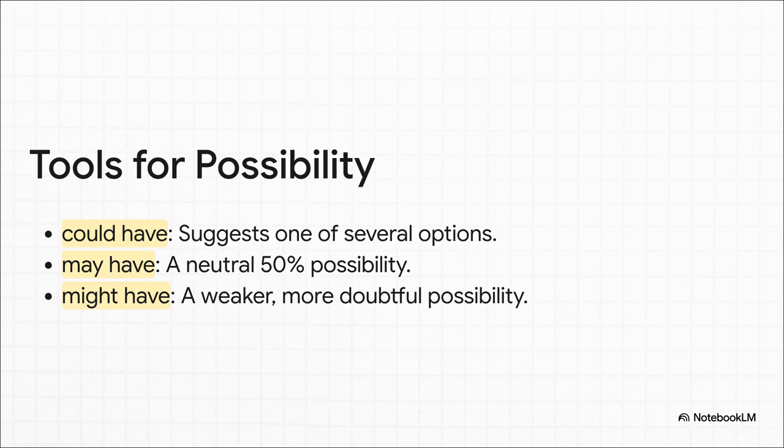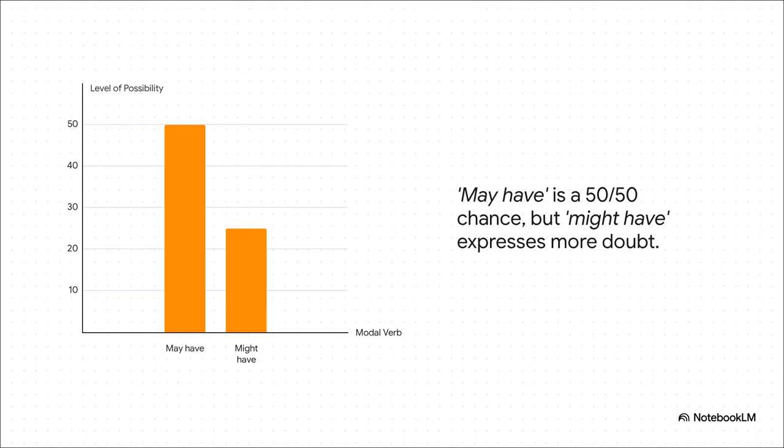Then there's may have. That's your neutral 50-50 shot. And might have. That's for when you have a hunch, but you're not super confident. It shows a bit more doubt than may have does. Yeah, this little chart really helps show that subtle but important difference. Think of may have like a coin toss, a total 50-50 chance. She may have forgotten our meeting. It's a solid possibility. But might have is weaker. It shows more doubt. He might have seen the email, but I'm really not sure. It's more of a weak hunch.